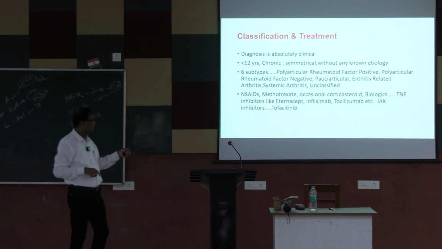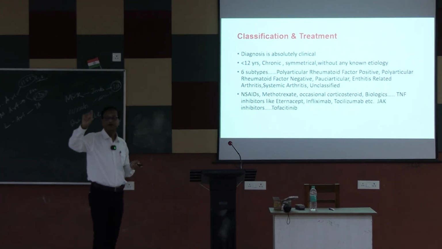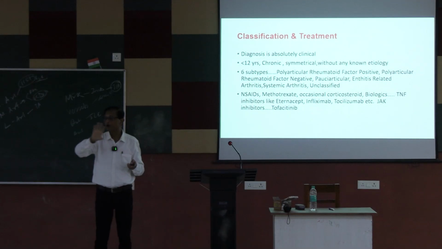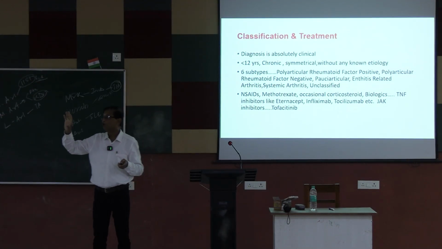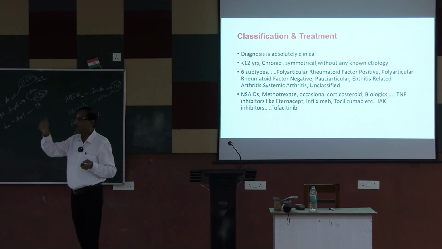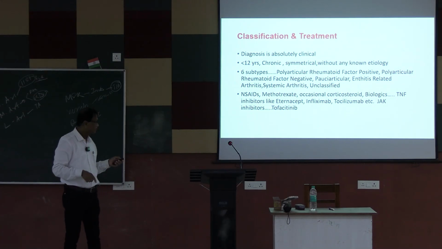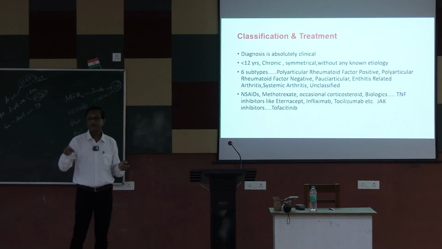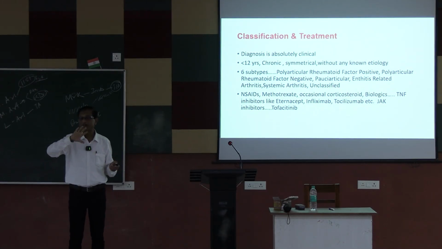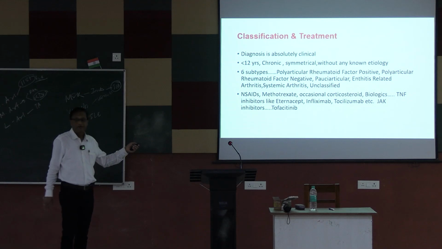There are 6 subtypes. Polyarticular, if rheumatoid factor is positive. We do not do rheumatoid factor to diagnose it, but to label which subtype the patient is suffering from. If it is positive, then it is polyarticular rheumatoid factor positive. The subtypes are polyarticular rheumatoid factor negative, enthesitis related arthritis, systemic arthritis, psoriatic arthritis, and unclassified. These are the subtypes of the disease.